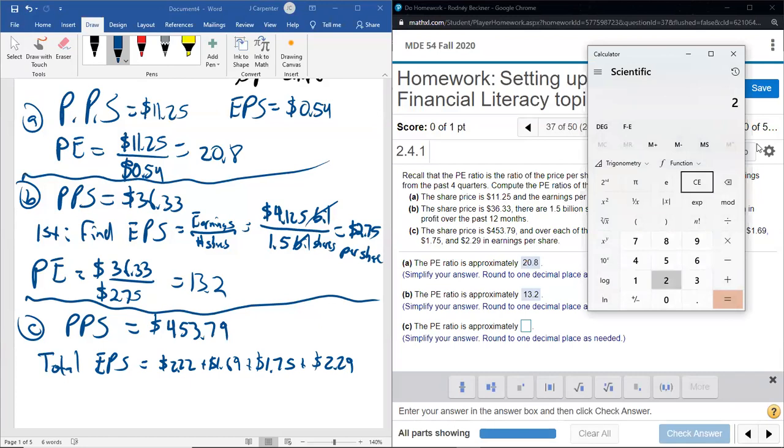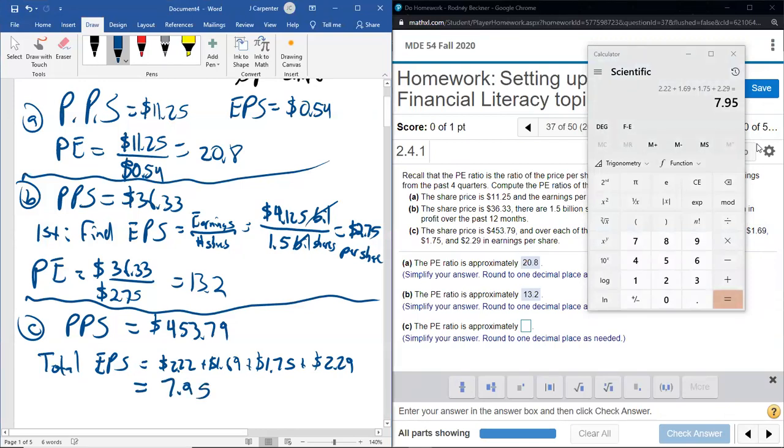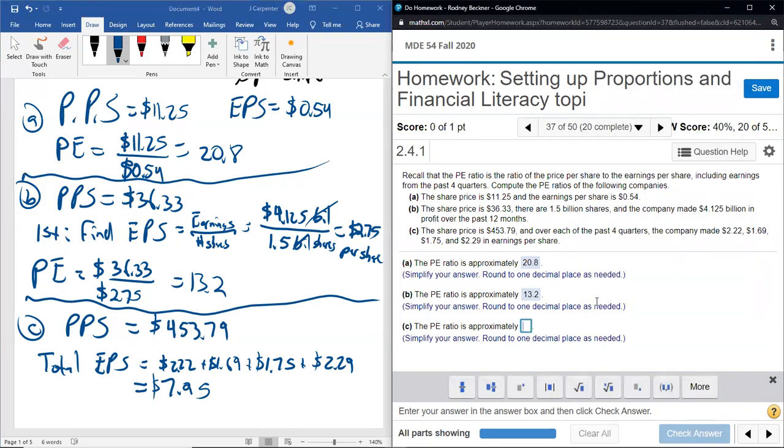Those aren't that hard to add up, but it's 4 of them, so we'll still pull out a calculator. 2.22 plus 1.69 plus 1.75 plus 2.29. Double check my numbers. My vision's a little off today for lots of fun reasons. 2.22, 1.69, 1.75, 2.29. Okay, 7.95 sounds accurate. So the total EPS is 7.95. Okay, well, that was the answer, right? Question mark. 7.95. Spoilers, it's wrong.